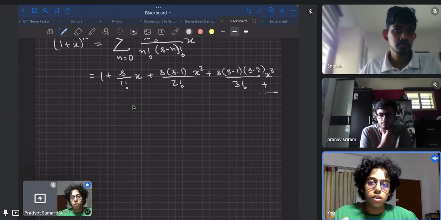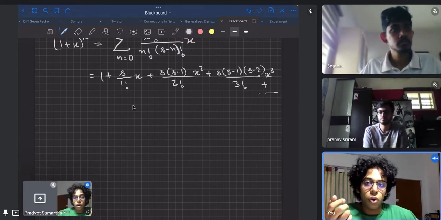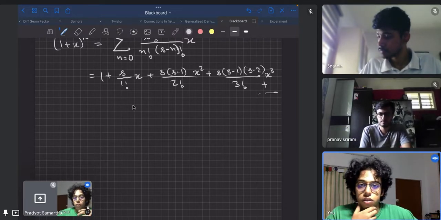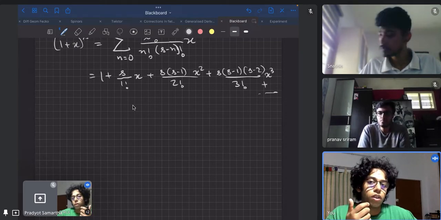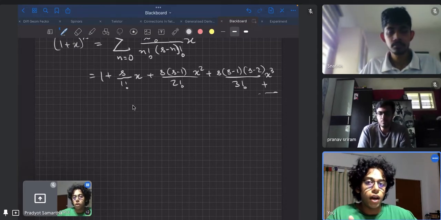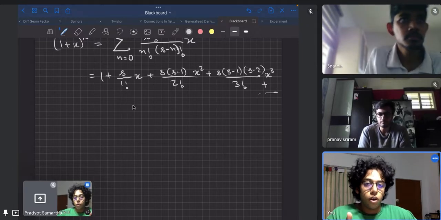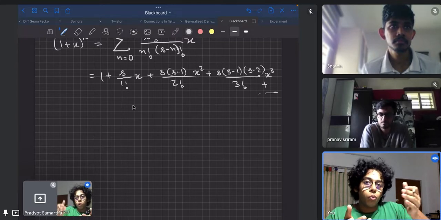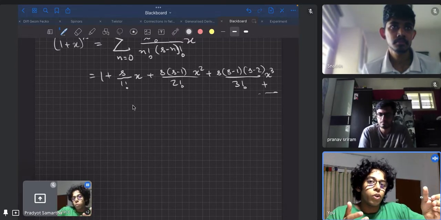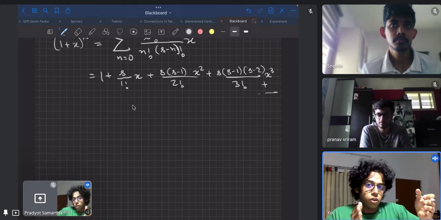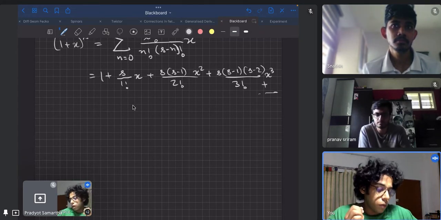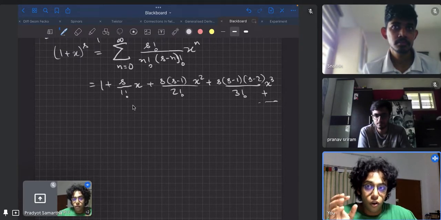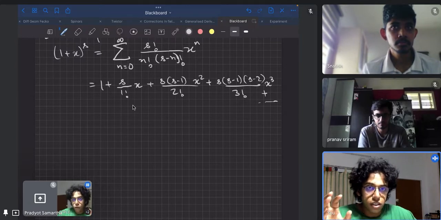Now, generally if your 1 plus x to the power of n is something that is convergent, or something that you want to deal with after a finite number of terms, then what is the condition? What condition do we have for 1 plus x to the power of s to be convergent?